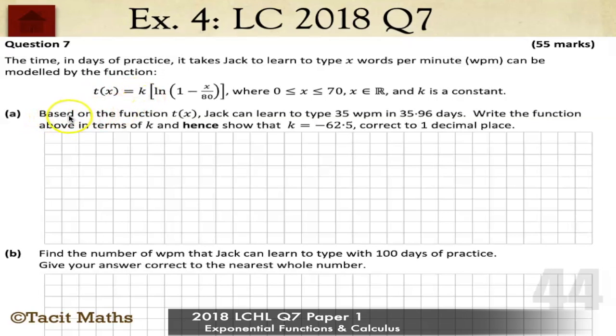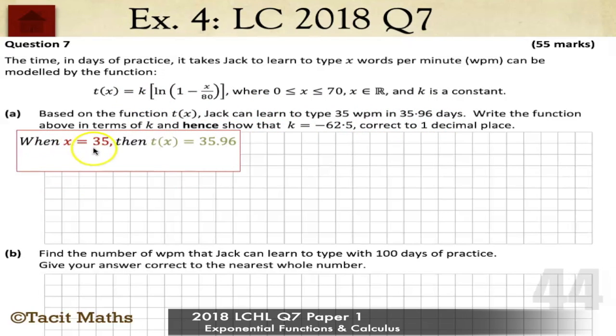Okay. And once you have that spotted, then it's an incomplete function. You're looking for clues. Okay, and it says that based on the function, Jack can learn to type 35 words per minute in that many days. All right, so that's your first clue. That's the clue that we're going to use to figure out k, and that roughly translates as when x is 35, then t of x is 35.96.